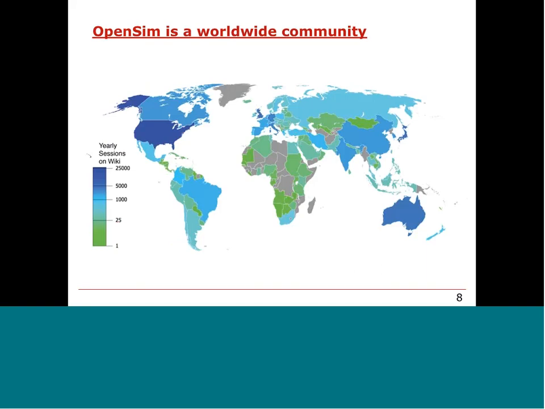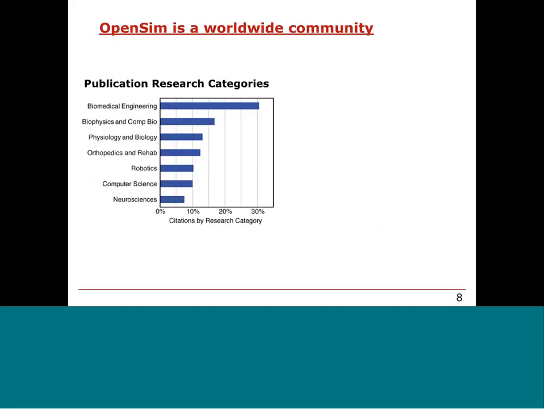So OpenSim is a software package, but we also want it to be a community, and this community is growing and diversifying. So the OpenSim community has thousands of users and hundreds of experts around the world. This map shows visits to our documentation, for example, over the last year, so it really shows the worldwide impact.